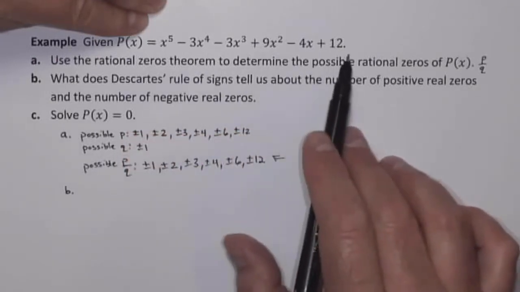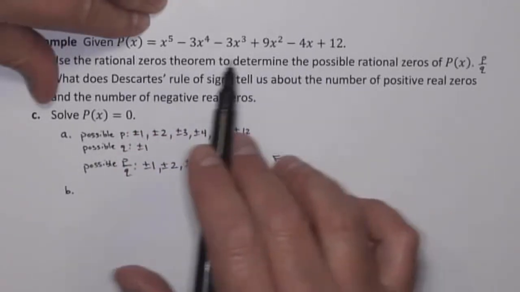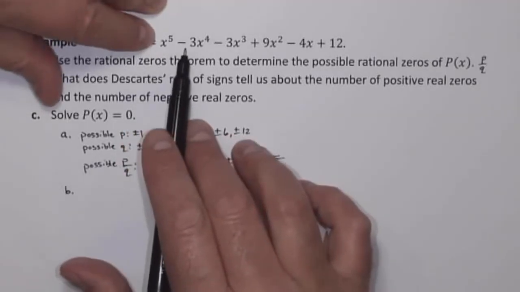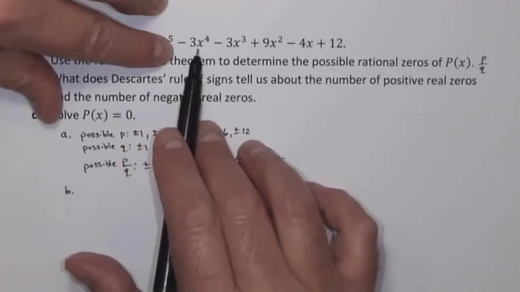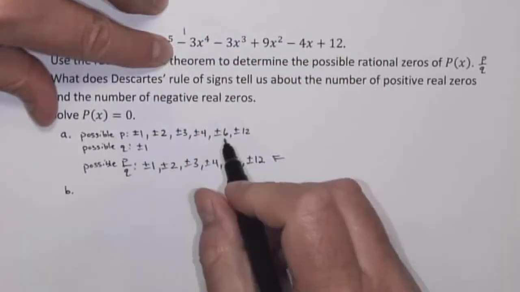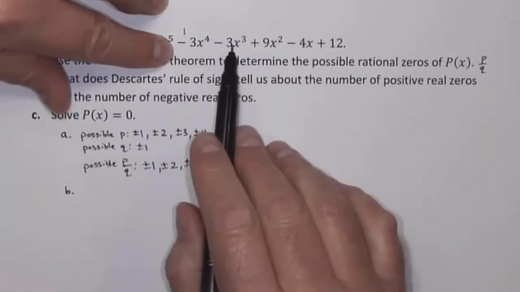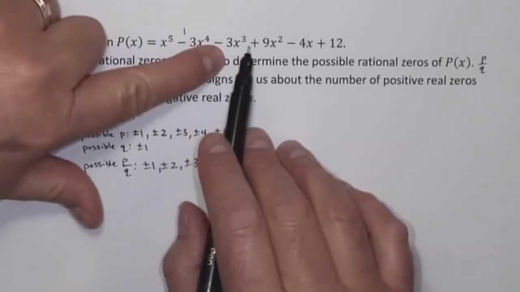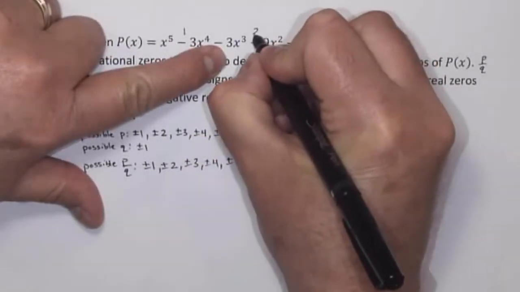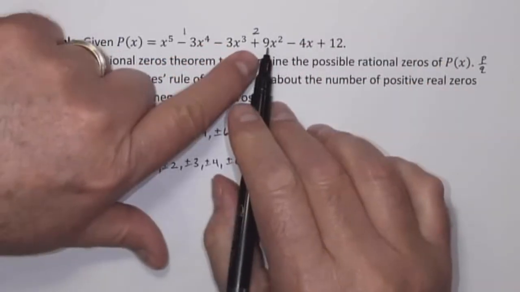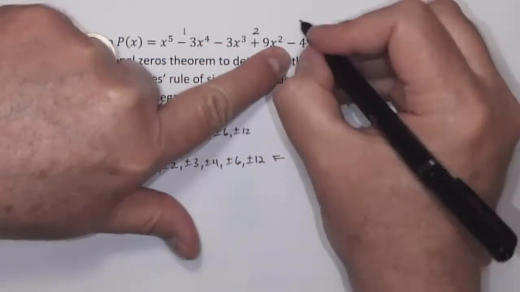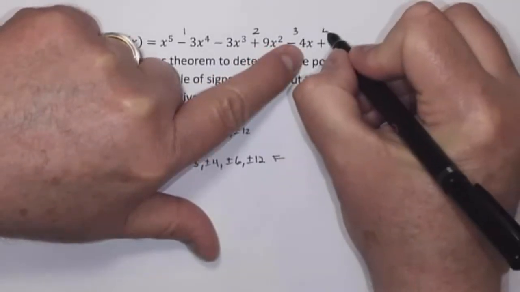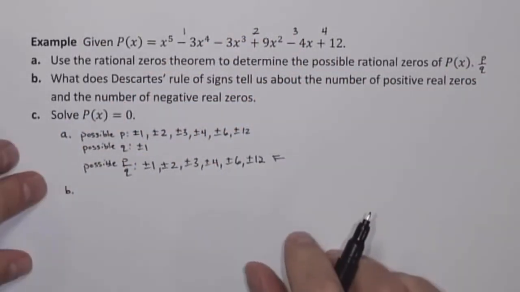Now, first of all, notice that this is already written in decreasing order. Our leading coefficient's positive, so we're starting with positive, and we switch to minus 3x to the fourth, so that's one variation in sign. Going to the next term, it stays negative, so there's no variation in sign there. Then it switches back to positive, so there's our second variation in sign. Then it switches back to negative, so there's our third variation in sign. Then it switches back to positive, so there's our fourth variation in sign.